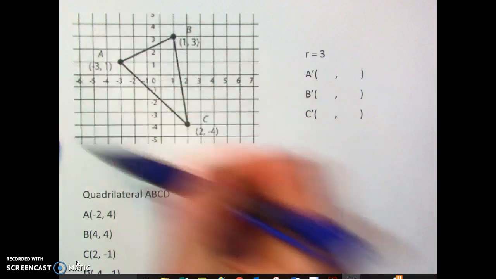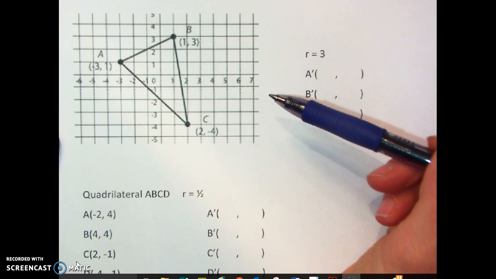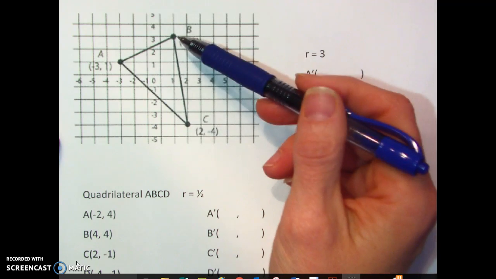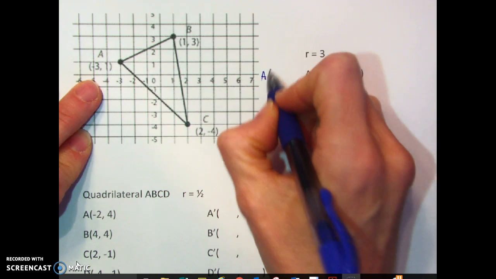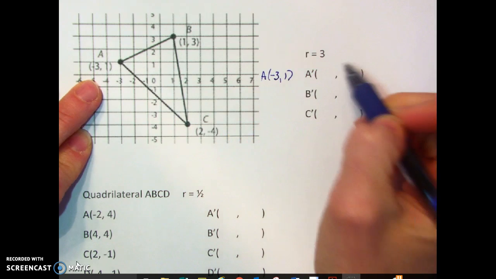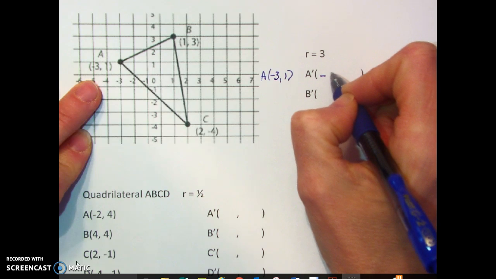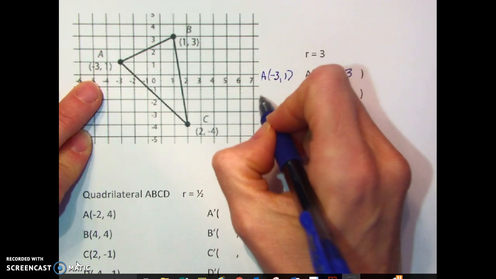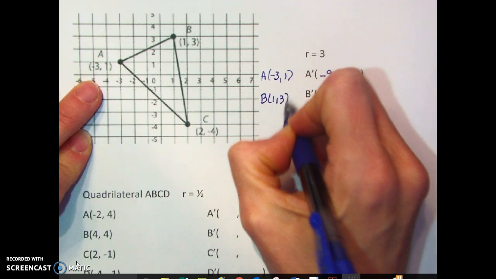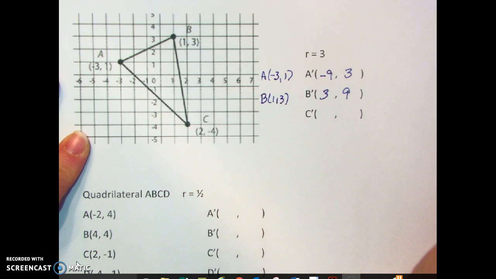All right, so here's a picture. We're using a scale factor of 3. So rather than like in the first two examples, where we just dilated a single coordinate, now we have to dilate all 3 coordinates. So our A coordinate is -3, 1. Our scale factor is 3, so we're going to take these two numbers times 3. So -9, 3 would be our next coordinate. B is 1, 3. So 1 times 3 and 3 times 3 will be our next coordinate.